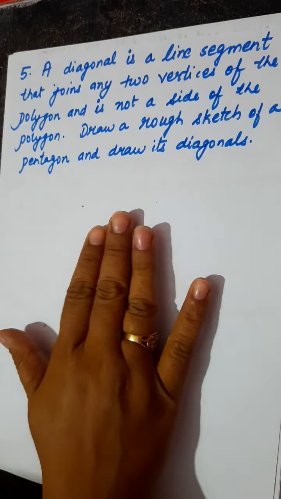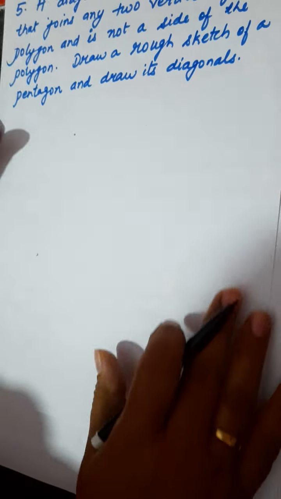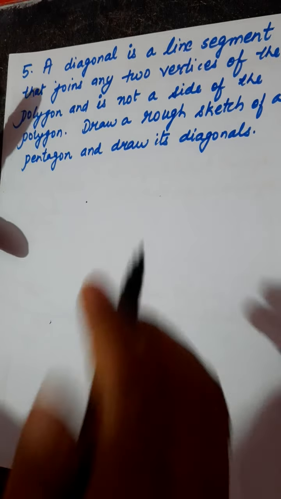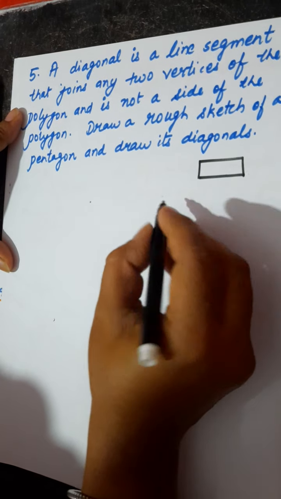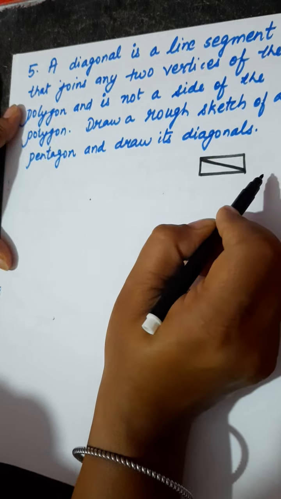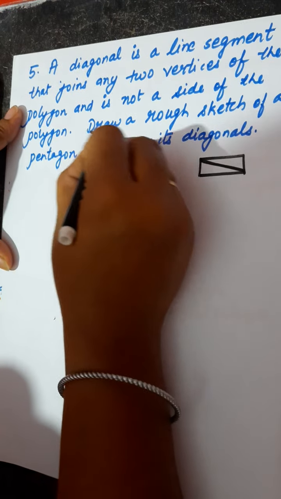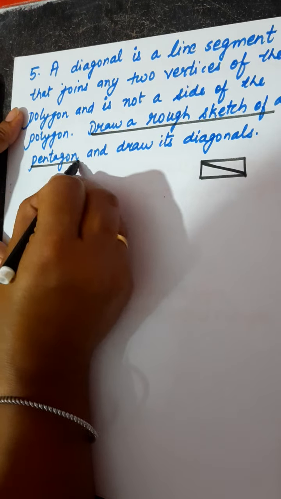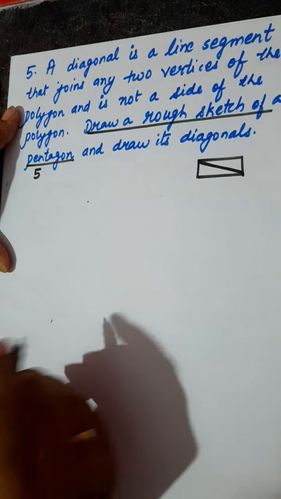Now next we have question number 5. Question number 5: a diagonal is a line segment that joins any 2 vertices of a polygon. As we did earlier, if this is a quadrilateral, and I join the opposite, non-adjacent vertices, then this is a diagonal. Now the question is: draw a rough sketch of a pentagon. Pentagon means a polygon having 5 sides.